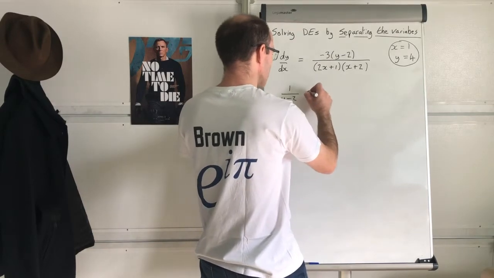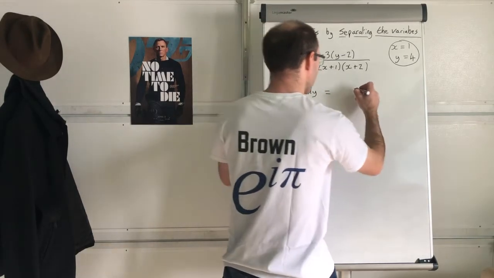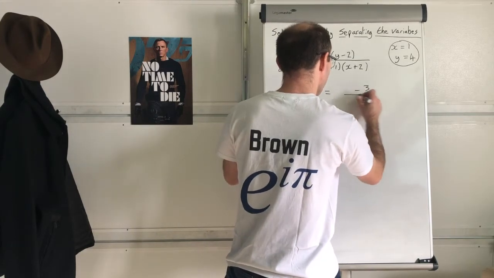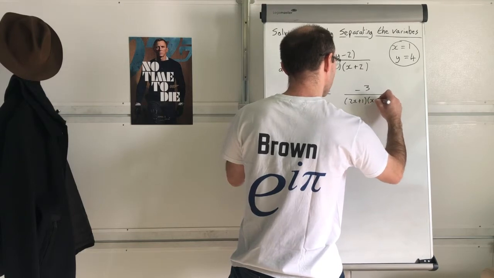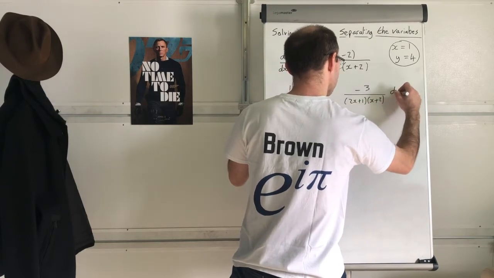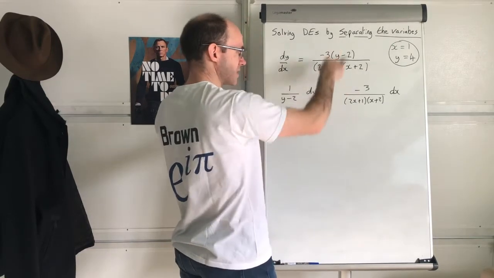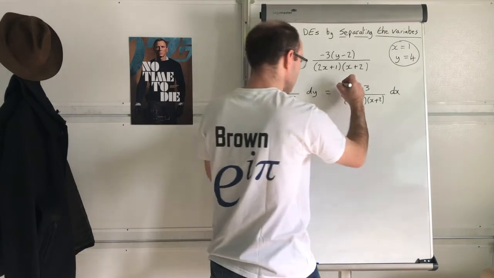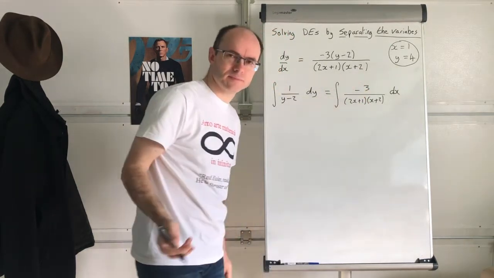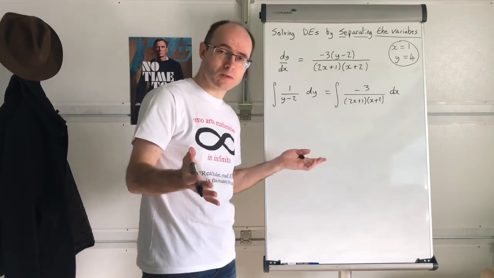So we'll have that on the left hand side, and on the right hand side we'll have negative 3 all over (2x + 1)(x + 2), and then dx. Happy with that? The dx goes over there, the negative 3 stays where it is, and the y minus 2 goes over there, and then just integrate both sides. Good. As before, we've got 2 integrals to find.